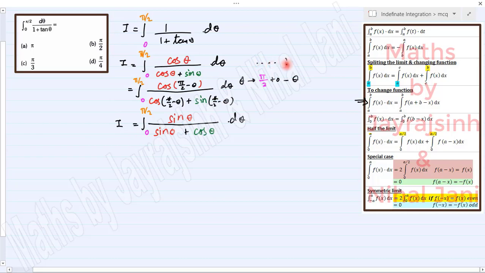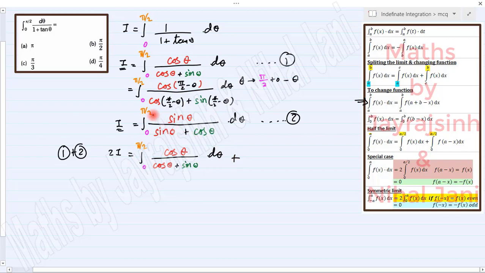And this is your I, right? So let's say this is your first equation and this one is your second equation. And we take the summation of equations 1 and 2. On the left hand side, we have I and I, so that will become 2I. And on the right hand side, let's take the first term plus the second term. Here, the limit and denominator are the same, so we can simply add our numerators, which is cos theta plus sine theta upon cos theta plus sine theta.